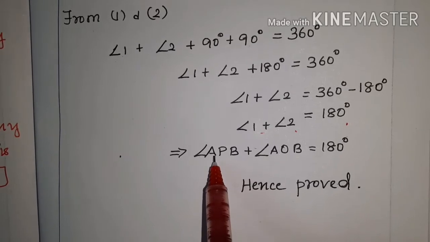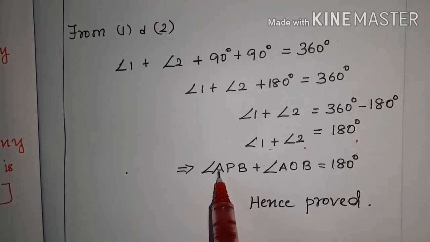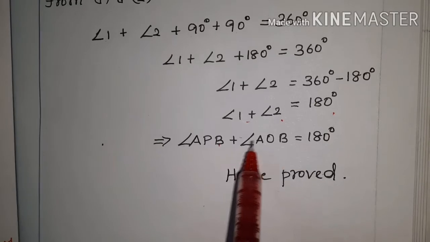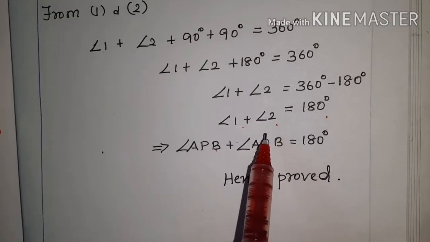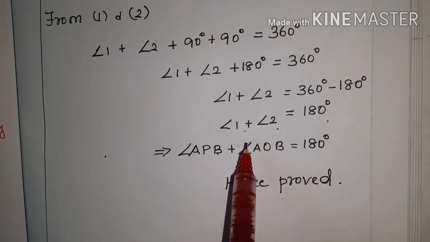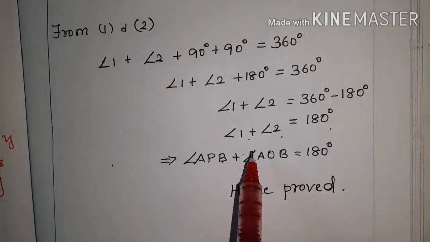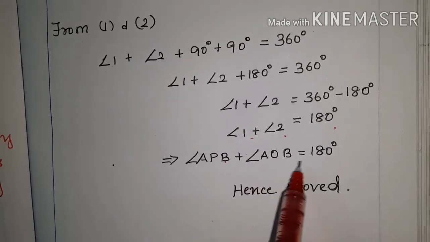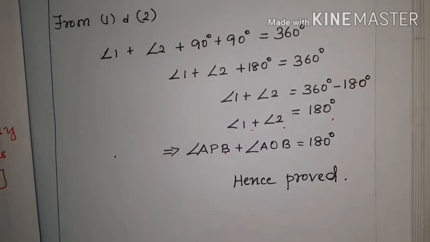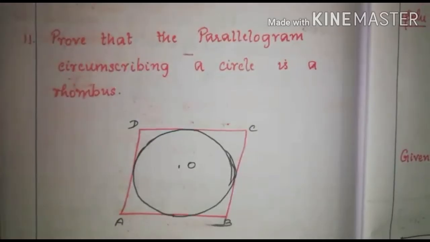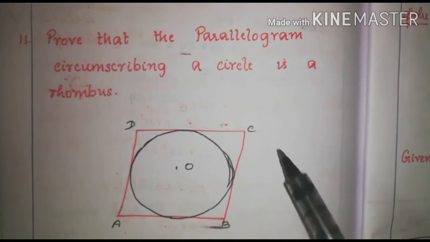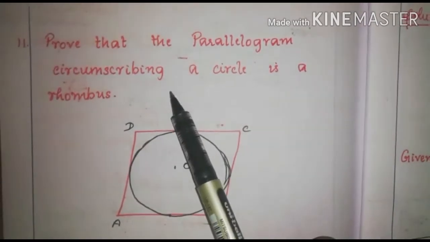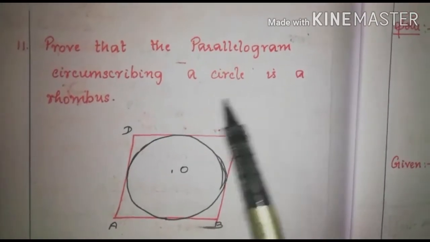What is angle 1? The angle between the two tangents, that is APB. And what is angle 2? The angle subtended at the center by the line segment joining the points of contact to the center, that is AOB. Therefore, we have got the result. Clear, children? Coming to the 11th question: prove that the parallelogram circumscribing a circle is a rhombus.